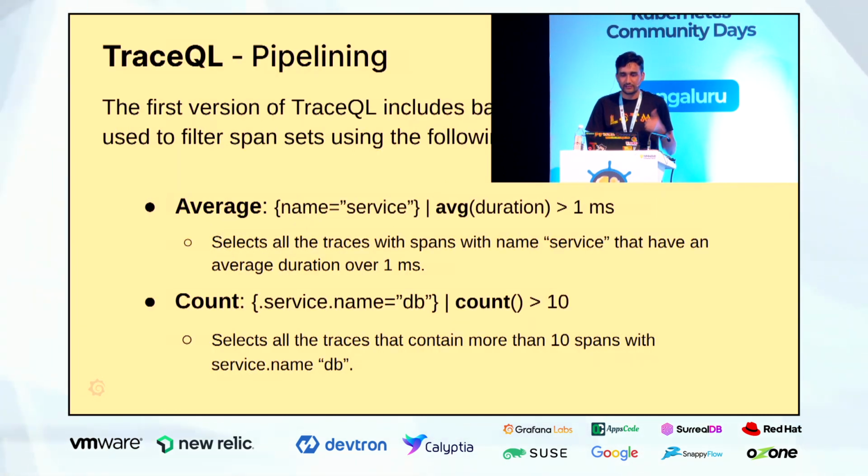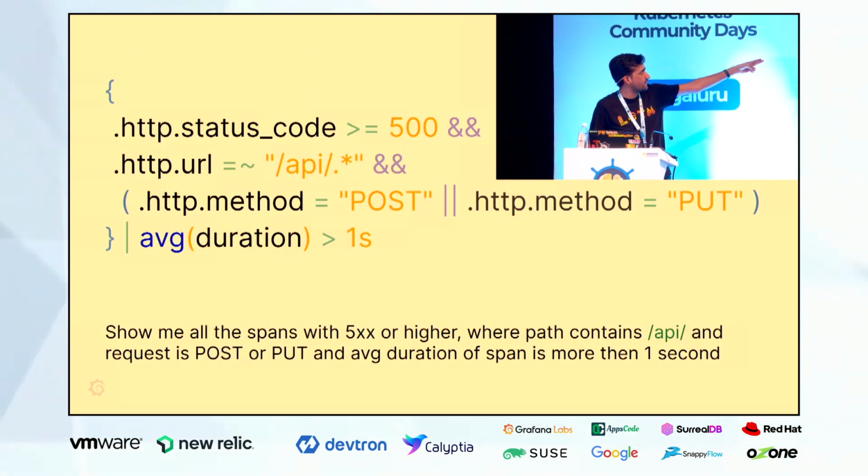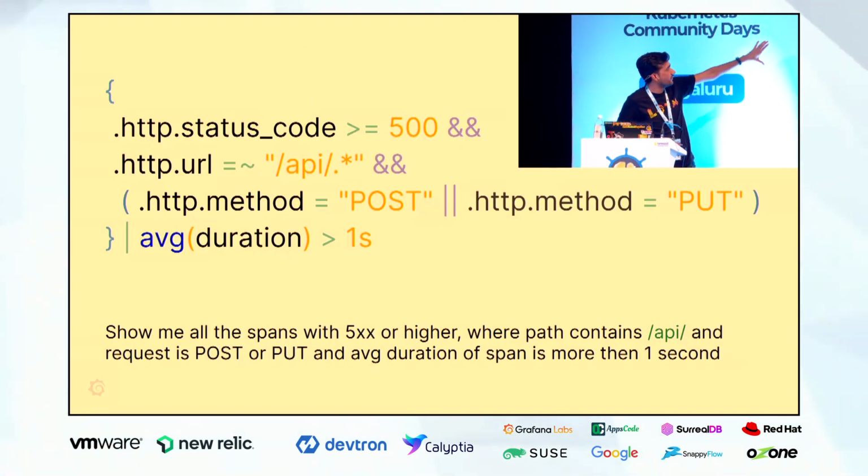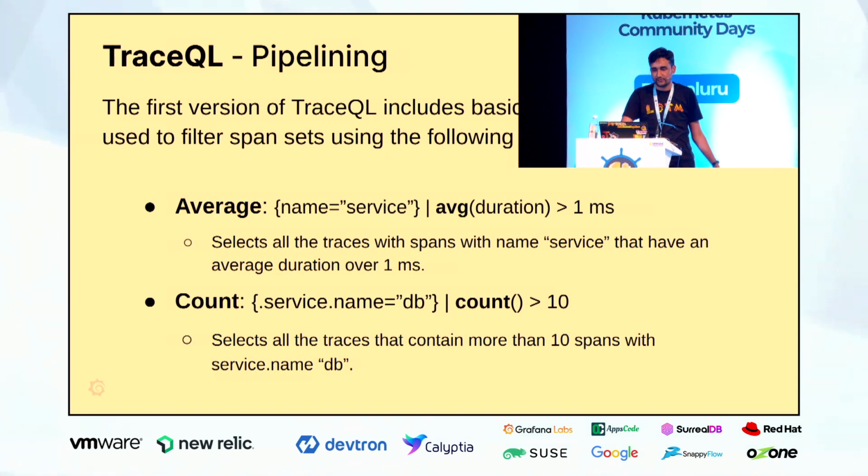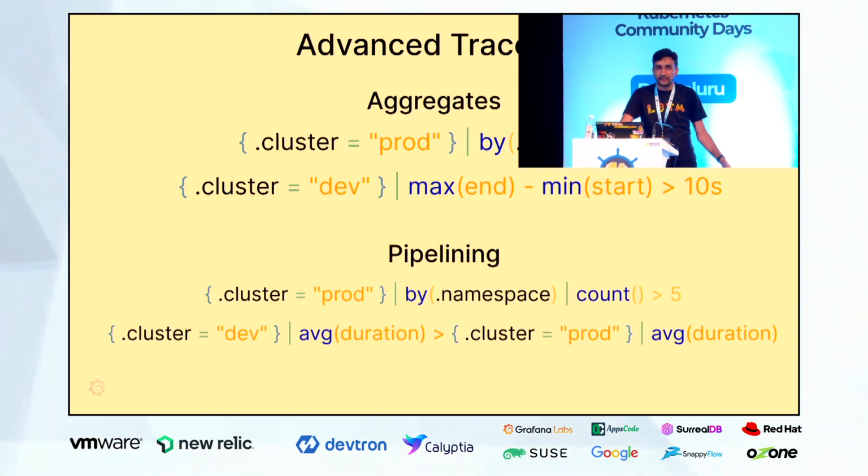Another thing is pipelining here. In this query, we have used a pipeline. So we wrote this query, and we piped it into average. You can do count again, and then aggregates. This was recently merged one week ago. So you can do a by.